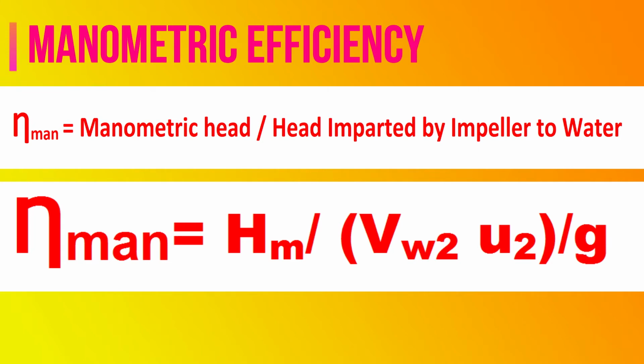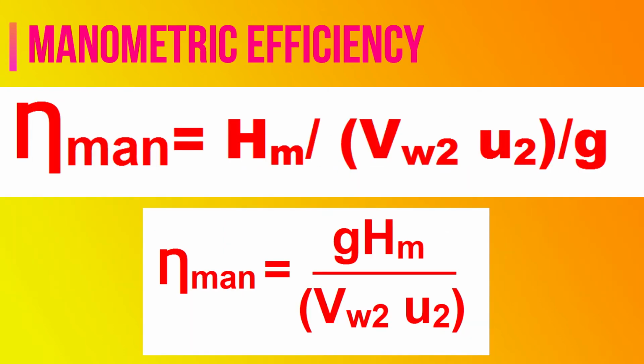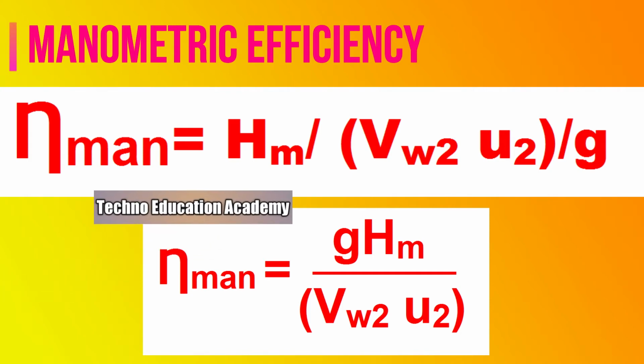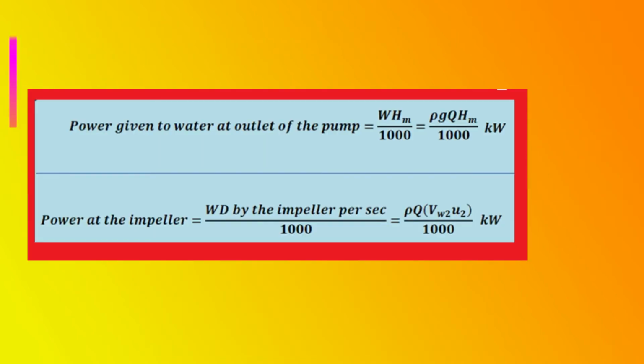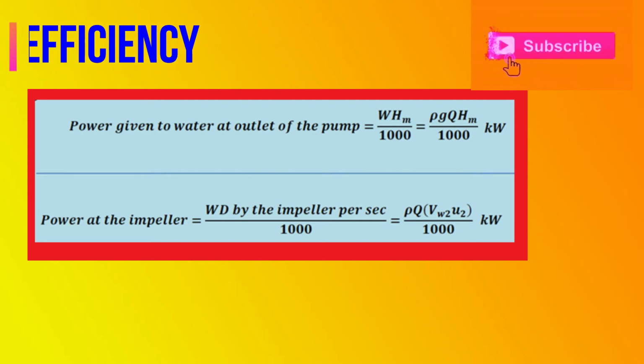We can also rearrange this equation in terms of g Hm upon Vw2 U2. So the final equation of manometric efficiency equal to g Hm upon Vw2 U2, where g is gravitational acceleration, its value is 9.81, Hm means manometric head, Vw2 means whirl velocity at outlet side, and U2 means tangential velocity at outlet side of the impeller.